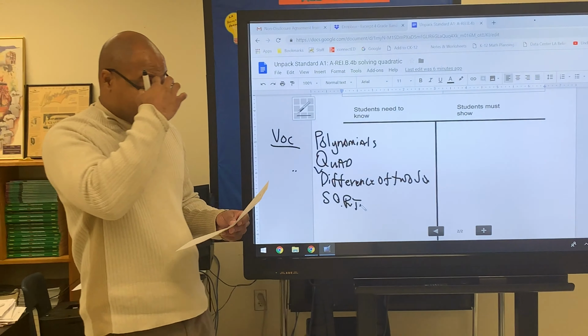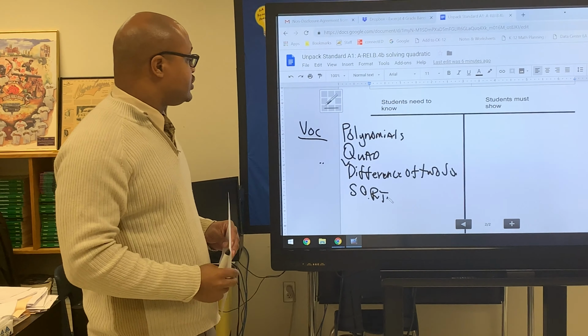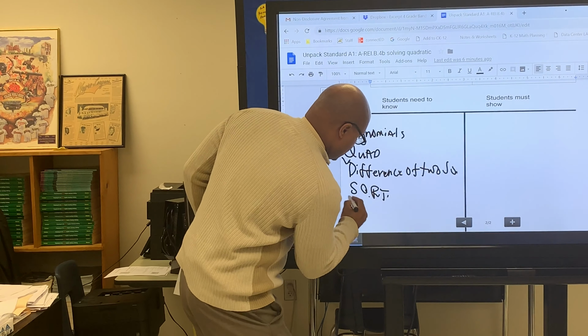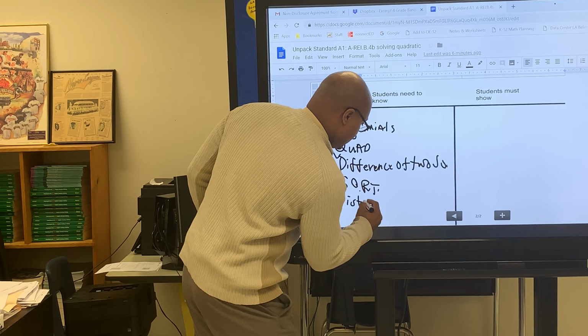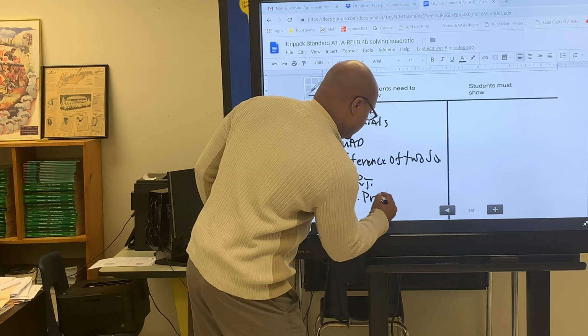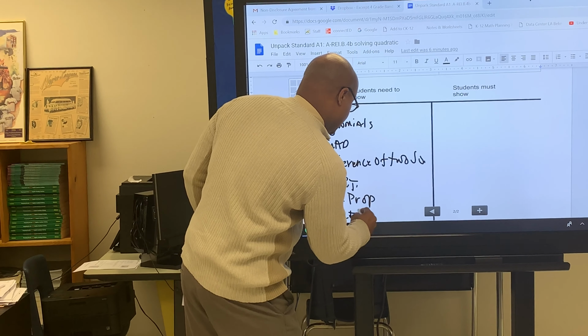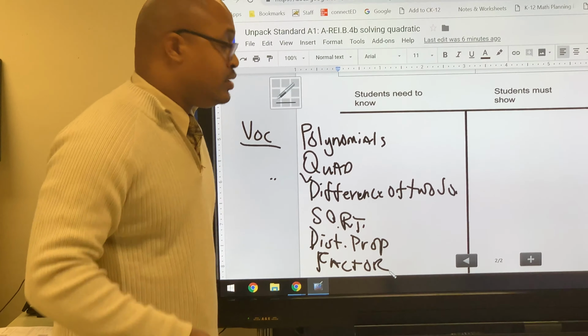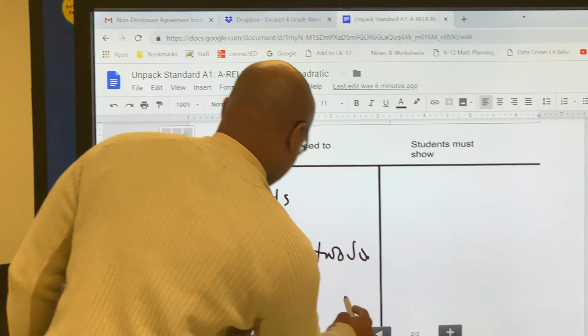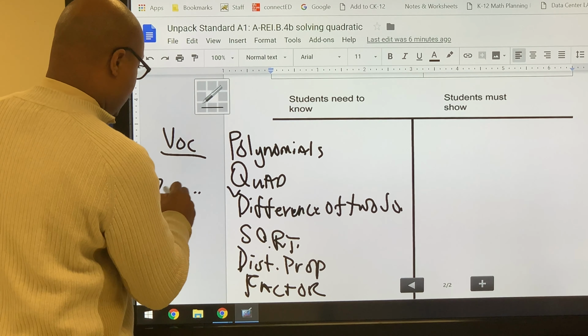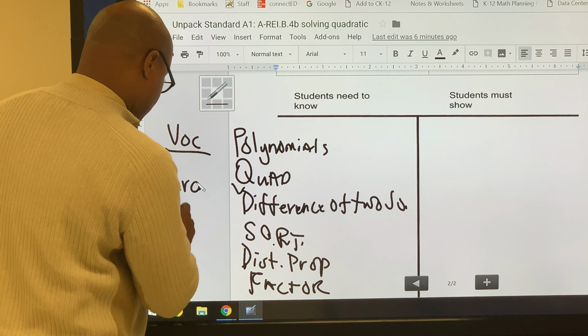What else? Distributive property. All right, distributive property. That's a fundamental. Factor. Definitely factor. So we got a lot of basic concepts that need to be done. Zero product property. Okay, let me put zero. That's very important when it comes to quadratics.